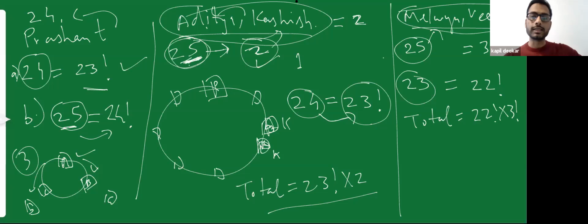I hope this answer was clear. I'll repeat once again if you want. There are 25 people, out of which I want the three friends, Melvin, Veer, and Om, to be together. So I'll consider them as one unit.